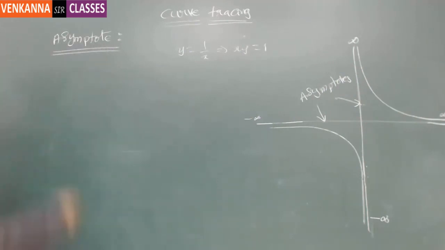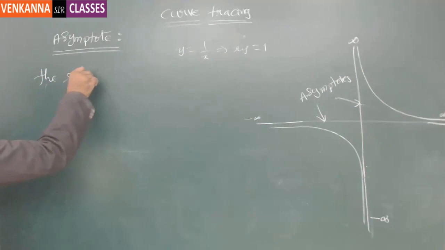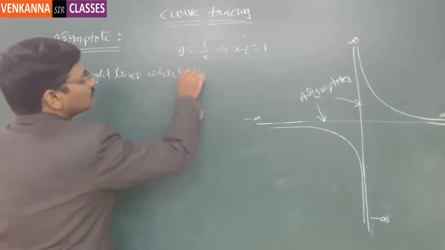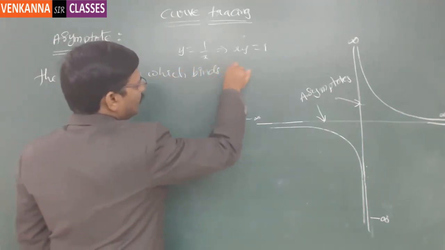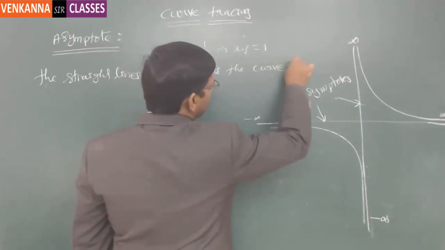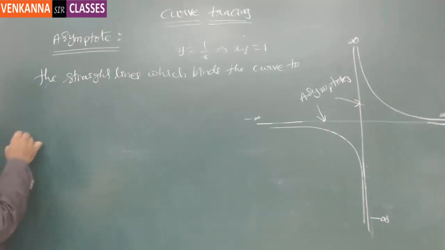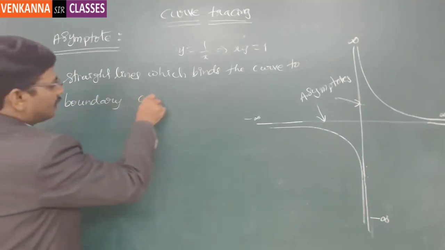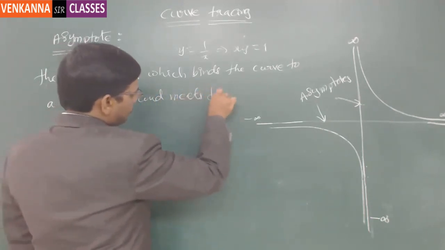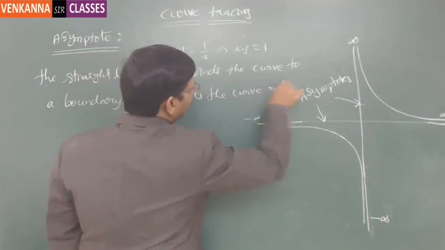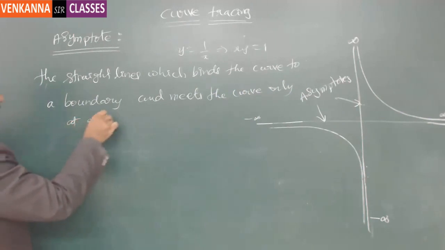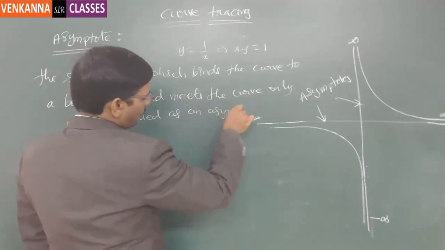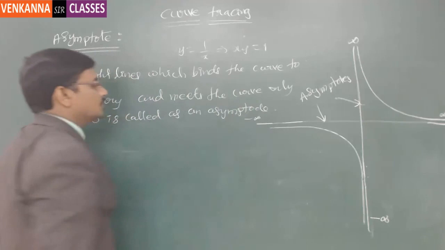So asymptotes are nothing but the straight lines which bind the curve to a boundary and meet the curve only at infinity. That is called an asymptote.